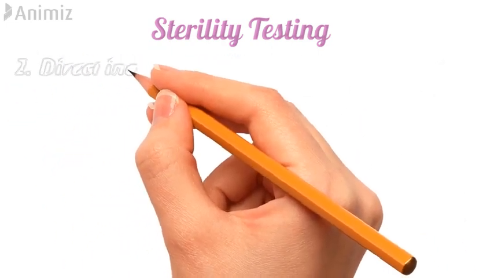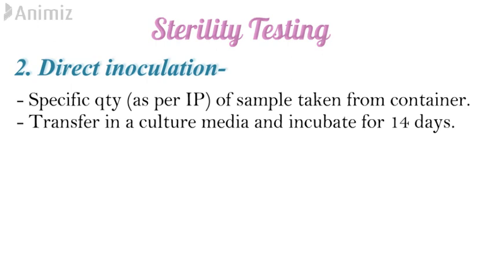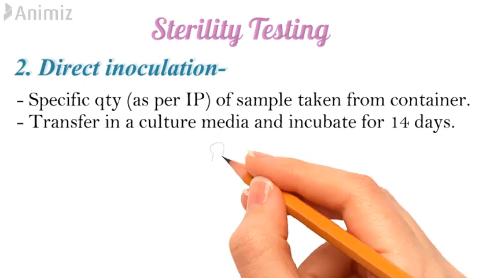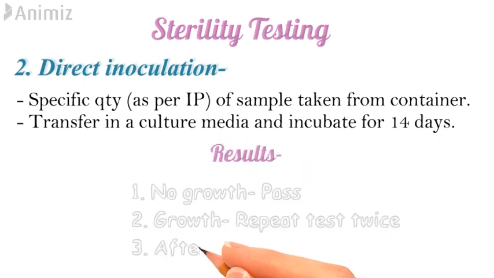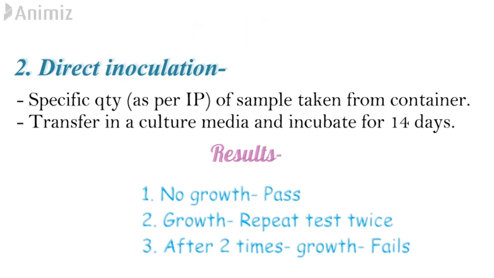The second method is called direct inoculation method, in which a specific quantity of sample, which is given in Indian Pharmacopoeia, is taken from the container and transferred to a culture media and incubated for 14 days. After both the tests, if there is no growth, then the sample passes the test. If there is growth, then it is repeated twice, and even after two tests there is growth seen, then the sample fails the test. So guys, this was all about sterilization.